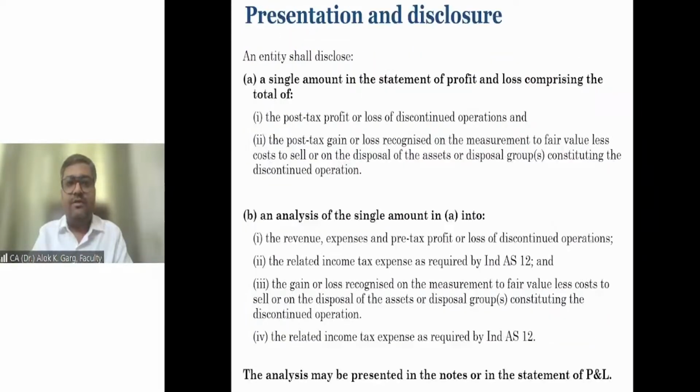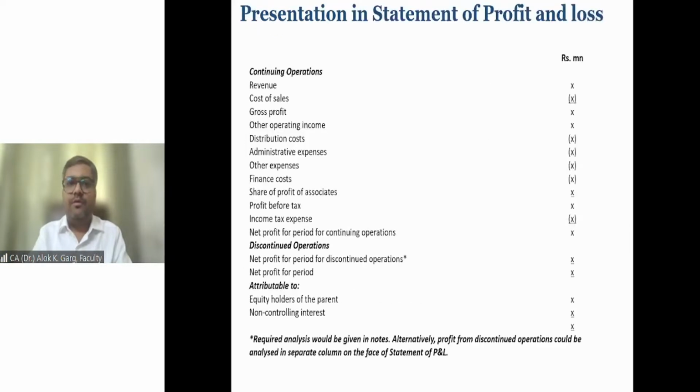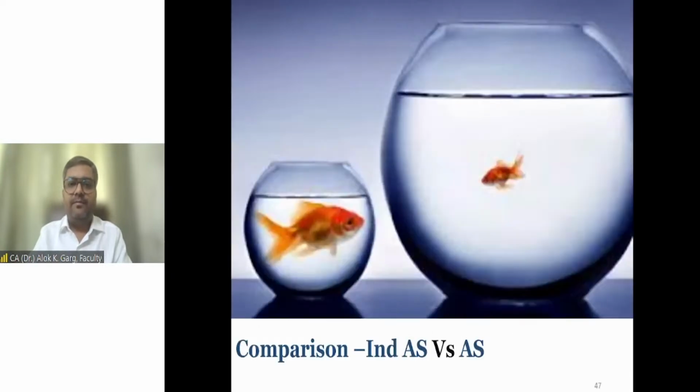This is the solution. This is the presentation and disclosure requirement, which I have already covered, that either a single amount can be given and the entire P&L can be given in the notes to accounts, or the analysis of the single amount can be given item by item, right? This is what I have already shown you in the Hindalco Industries annual report.